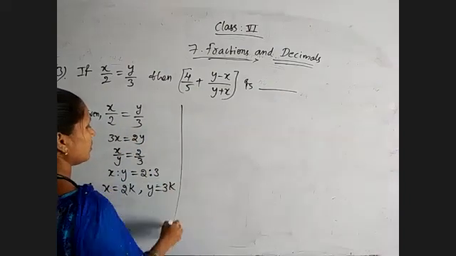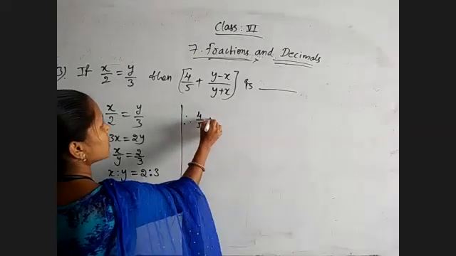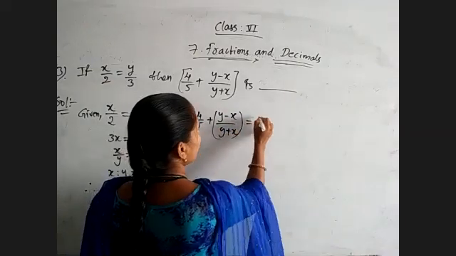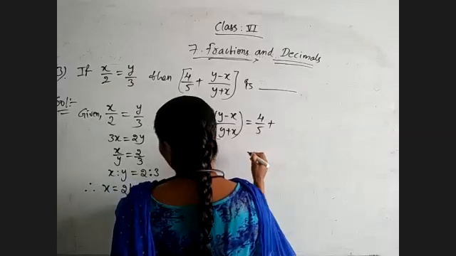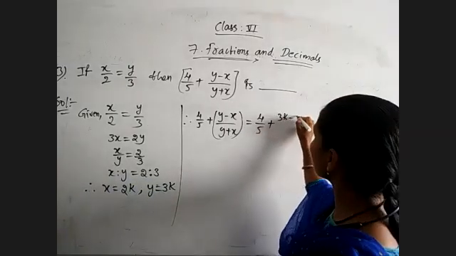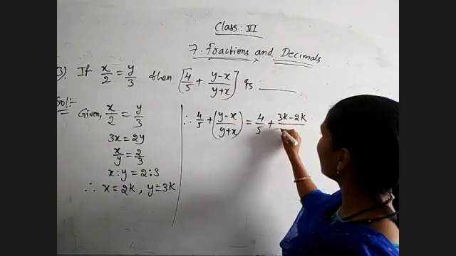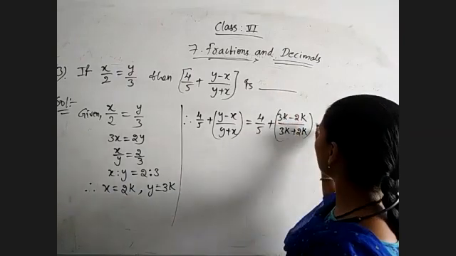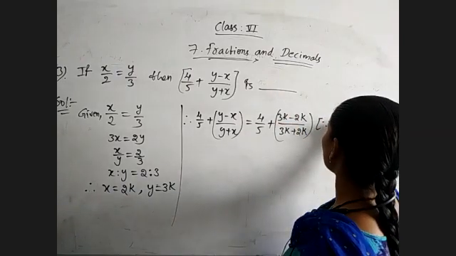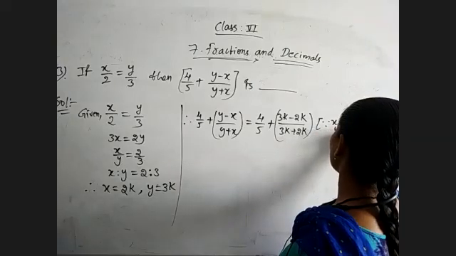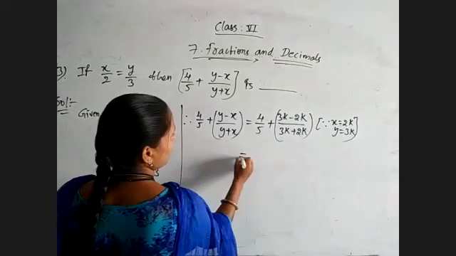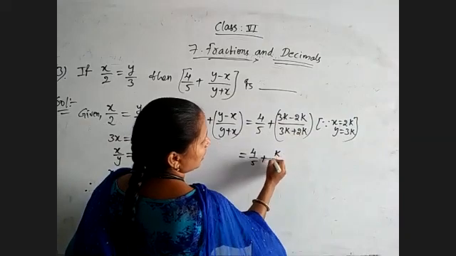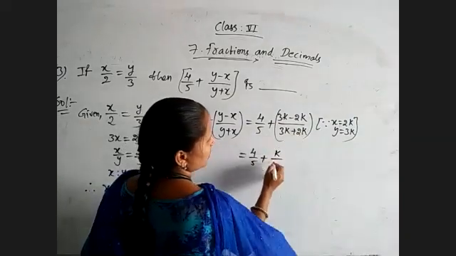So now, 4 by 5 plus y minus x by y plus x. This one we need to simplify first. 4 by 5 plus y value is 3k minus x value is 2k, divided by 3k plus 2k. Since we are substituting the values x equal to 2k, y equal to 3k, this will be equal to 4 by 5 plus 3 minus 2, 1k, only k. 1k is nothing but k. 3 plus 2 is 5k.